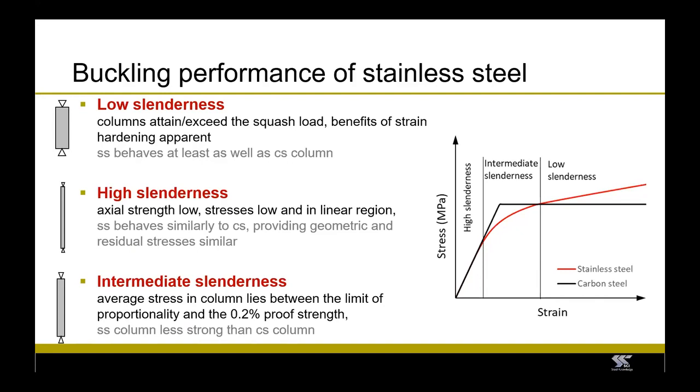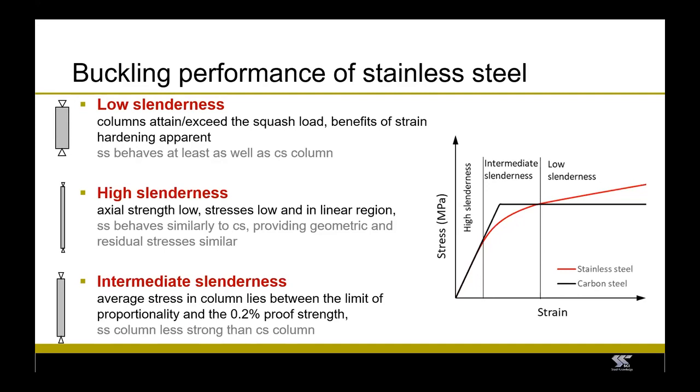In a long column, or a column with a high slenderness, the resistance is governed by global buckling. And in this case, the compressive stresses in the column will be below the limit of proportionality of stainless steel. And because of this, the behavior will be predominantly elastic. So in this case, the stainless steel column will behave in a very similar way as a carbon steel column.